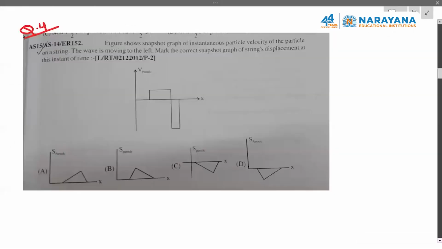They have given a snapshot graph of instantaneous velocity of the particle on a string, and he has already given that this wave is moving towards the left direction. So if you look into this, it is Vp versus X, right? And you have to find out the Y versus X graph of the wave at that very instance.